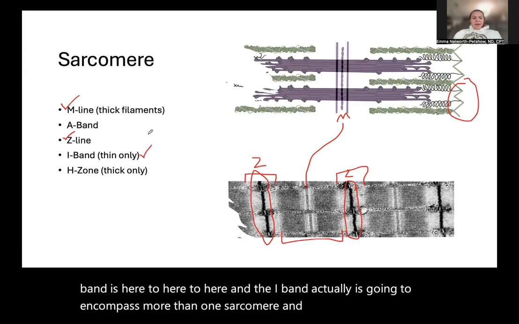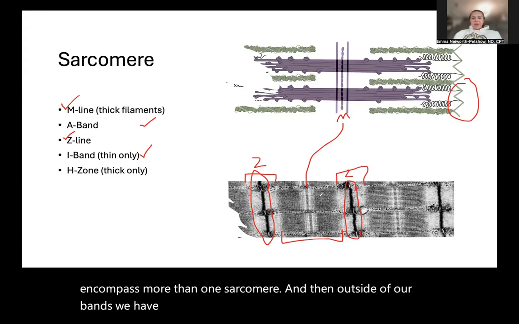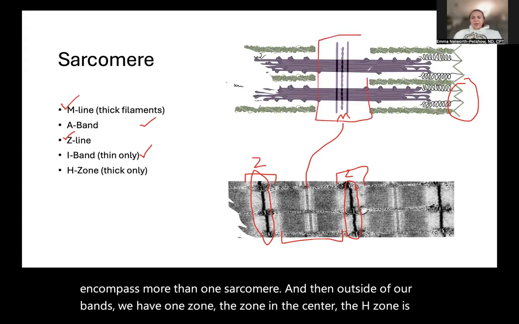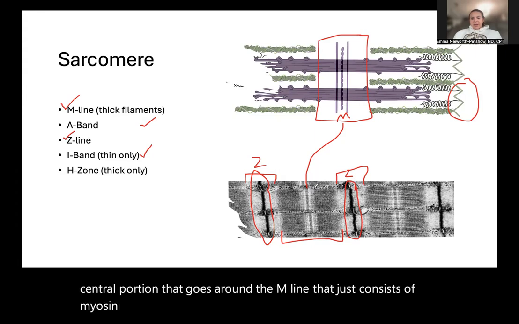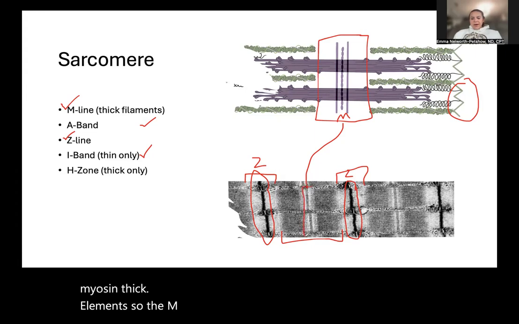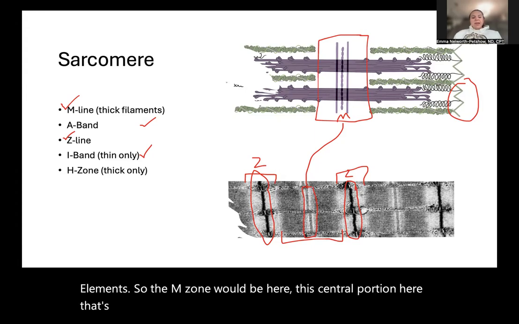And then outside of our bands, we have one zone. The H zone, in the center, is this central portion that goes around the M line that just consists of myosin, thick filaments. So the H zone would be here, this central portion here that's lighter. And it's within the greater A band, essentially.